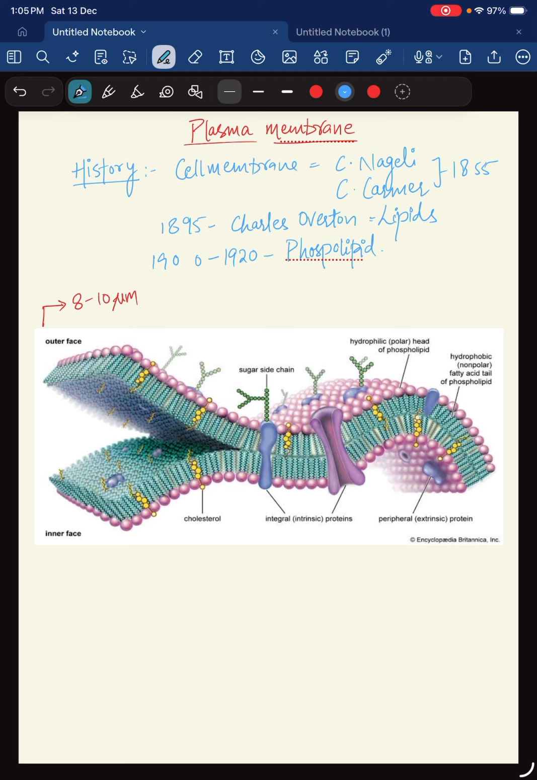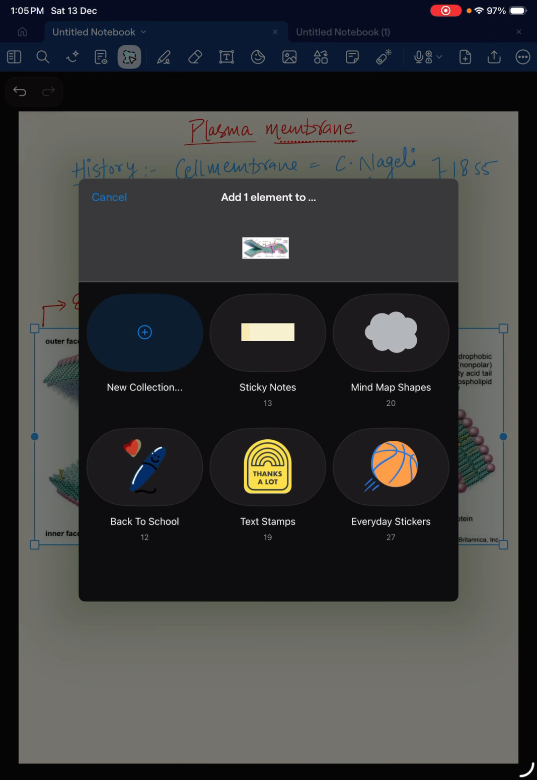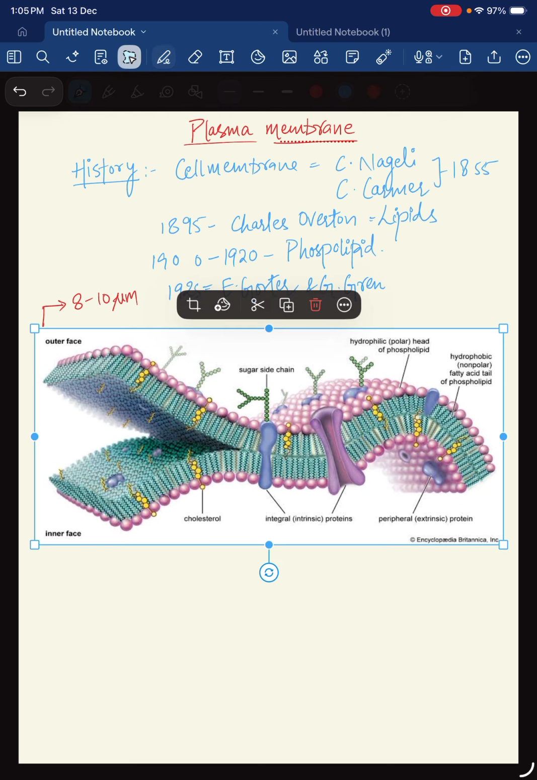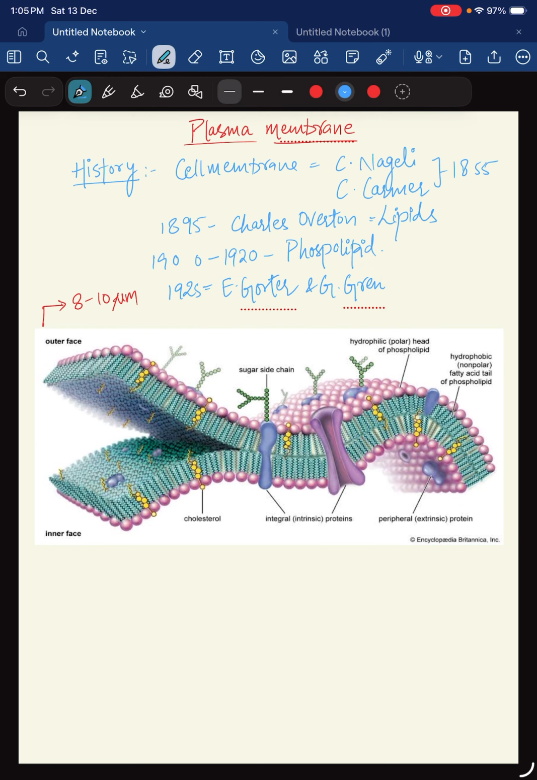Then in 1925, further studies were done by E. Gorter and F. Grendel, who proposed that plasma membrane is composed of a phospholipid bilayer. So we see in 1925, E. Gorter and G. Grendel proposed that it is a type of phospholipid layer.